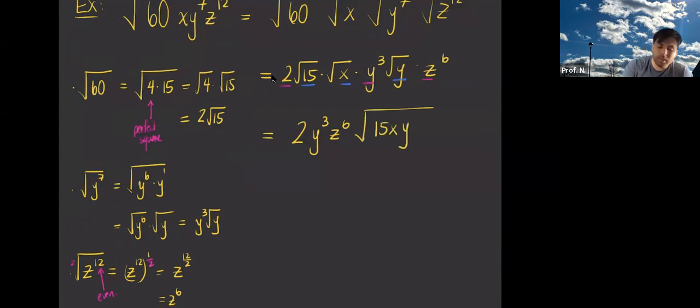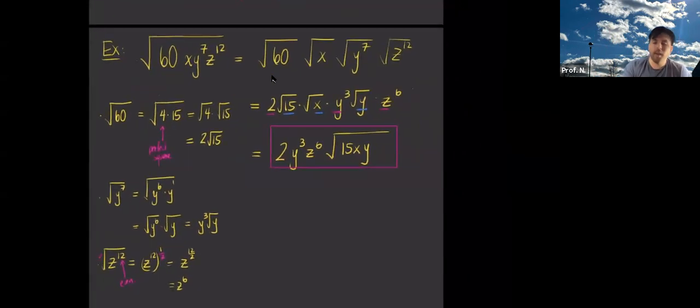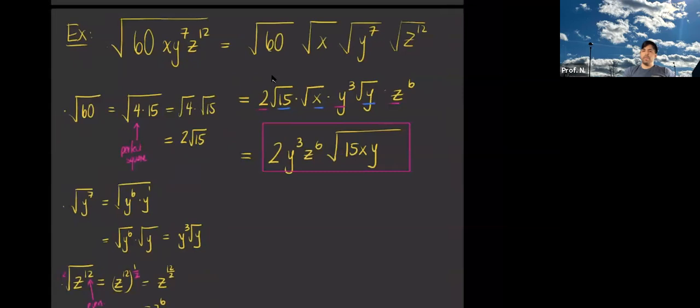And I have finished the simplification of my original example here. The square root of 60x y to the 7th z to the 12th reduces to 2y cubed z to the 6th power square root of 15xy. It's not pretty. It really isn't. But that's how you simplify it.